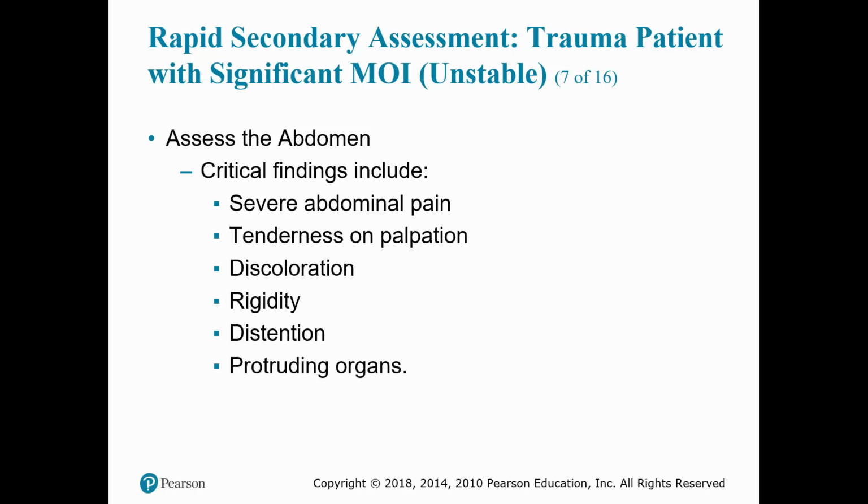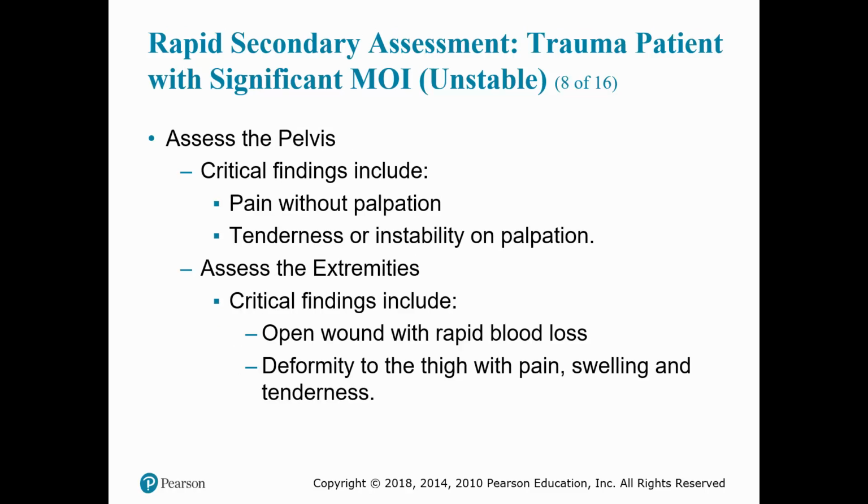Moving down from the abdomen, we're going to assess the pelvis. Critical findings there: any pain without palpation, or tenderness or instability on palpation. Of course, as with every other critical finding, these are high priority transports. You need to get them ventilatory support if required and initiate them getting to a definitive care facility as soon as possible. You can stabilize the pelvis and splint with a commercial or an improvised device.